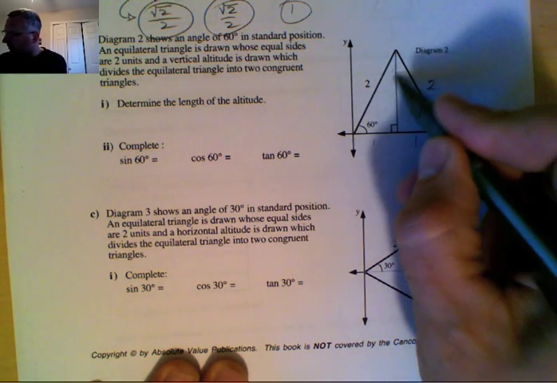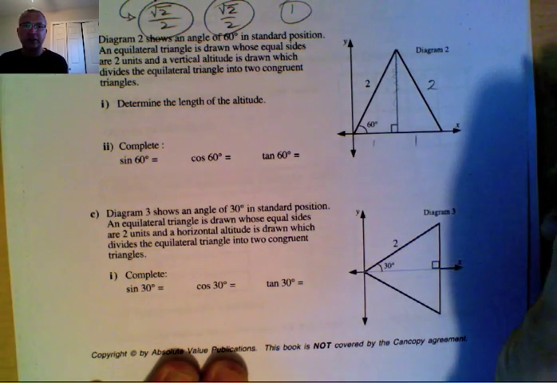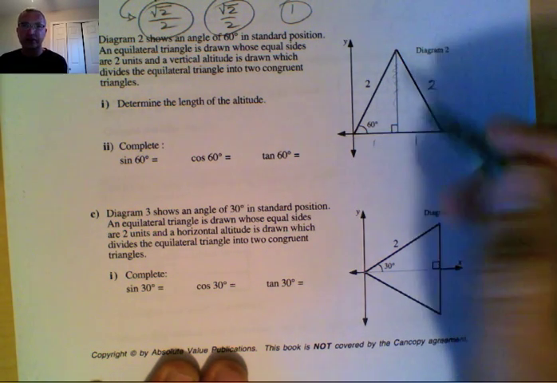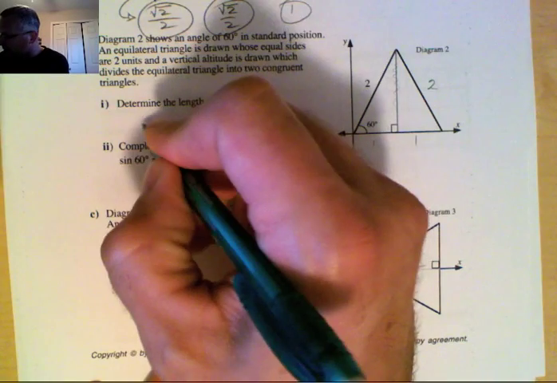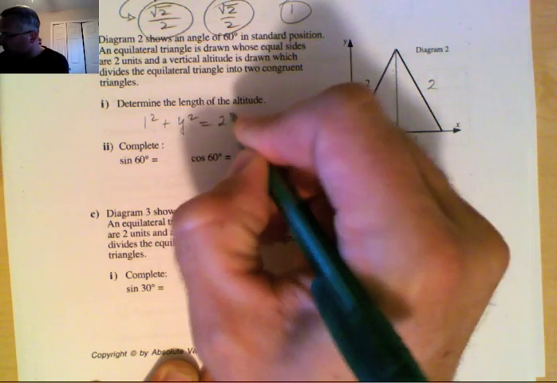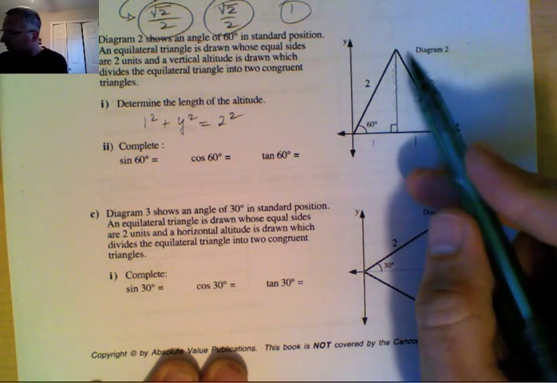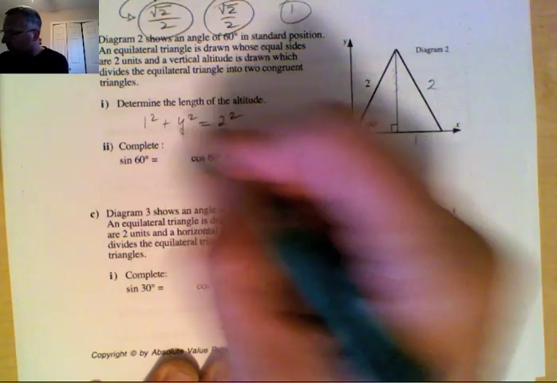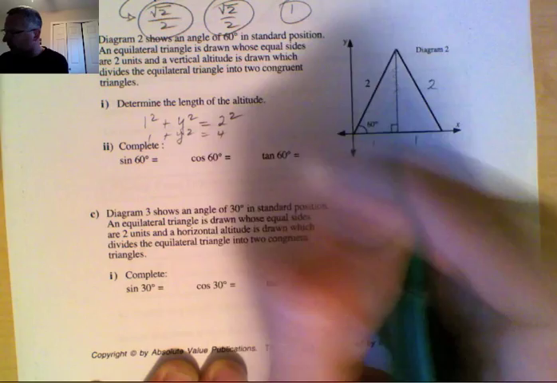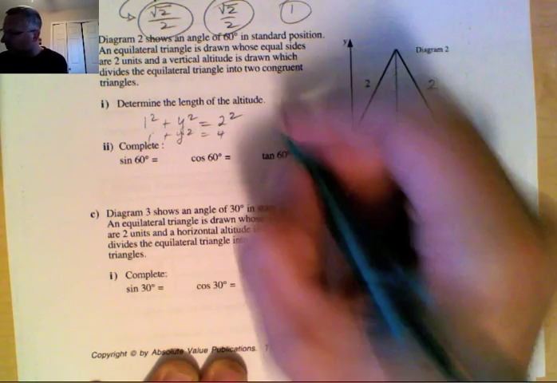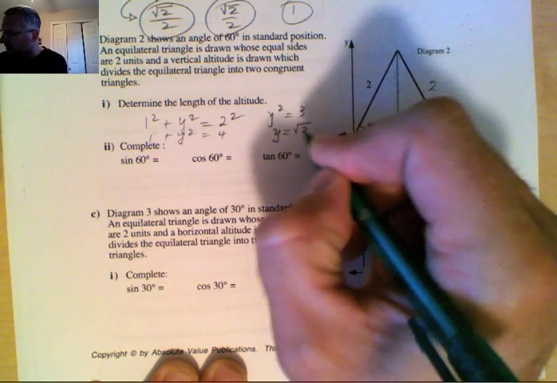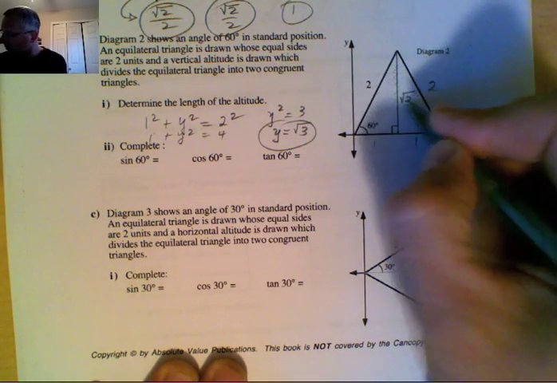So we now have to find the length of this altitude here so that we have our y, our r, and our x to set up our ratios. So we're going to get 1 squared plus y squared equals 2 squared, because we know the x and we know the r, but we don't know the y. Well, 1 squared is 1, 2 squared is 4. If you take 4 minus 1, you're going to get y squared to be 3, so when you take the square root, you're going to get y to be the square root of 3.